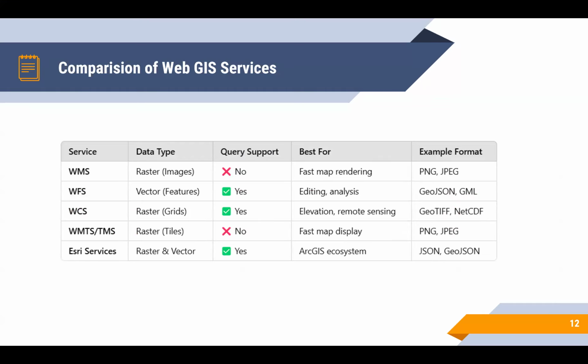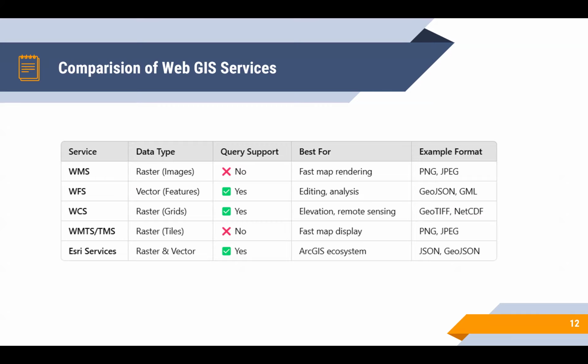Now after that, comparison between the WebGIS services. So WMS, you guys already know. WMS is the raster images, WFS is the vector images. WMS query support, no. WFS query support, yes. WMS is fast map rendering. WFS, for the editing and analysis it is useful. The file format of the WMS is PNG. The file data format of the WFS is GeoJSON.